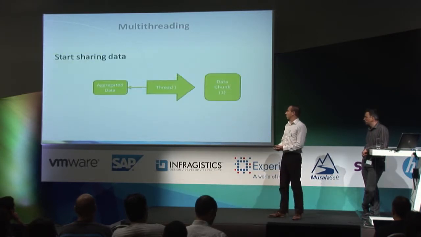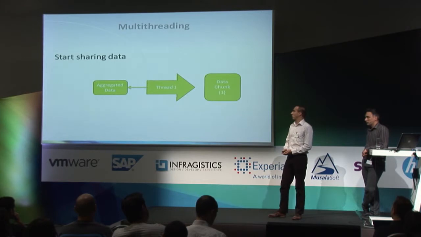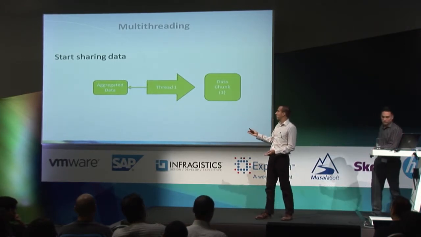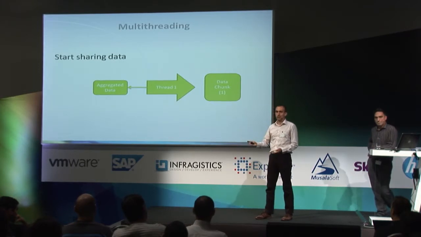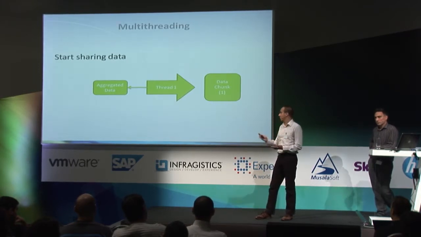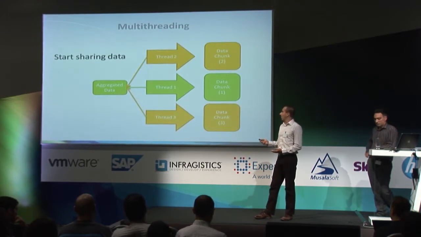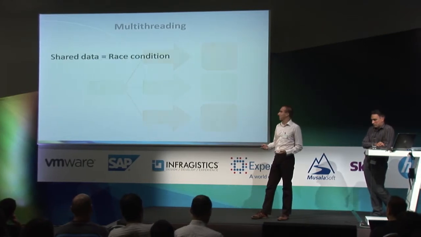But of course, when we use more threads reading data, we should still aggregate the statistics in the same data object. So now we have more threads accessing the same data. And of course, this leads to a race condition.